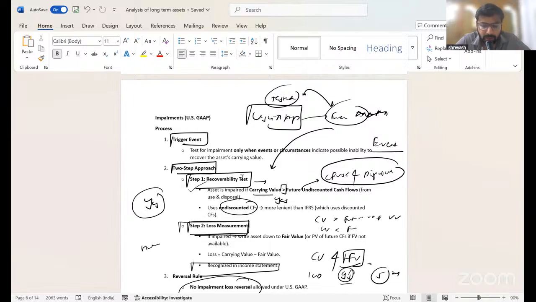Sir, if fair value is not available, तो क्या use करेंगे? Present value of the future cash flows along with the disposal amount, the amount you get on disposal. All right, that is what it is. Sir, क्या reversal allowed है US GAAP में? नहीं, reversal is not allowed. And that's how impairment functions in case of IFRS and US GAAP.